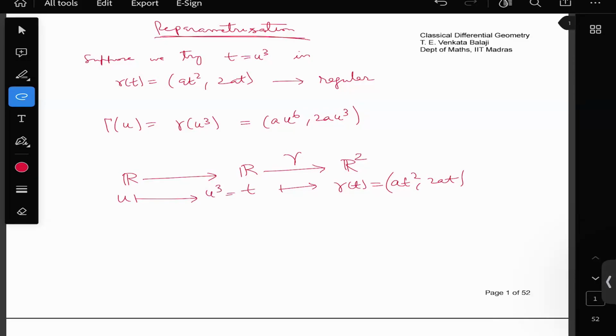And now what is happening is that you take this composition. This is your new parameterization. This is gamma of u.